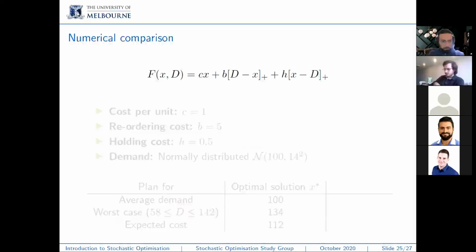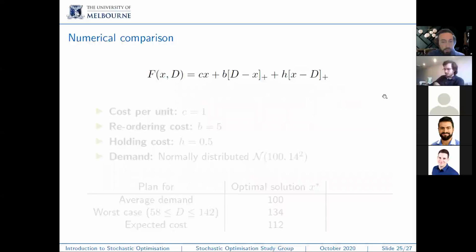Now, I'm presenting a numerical comparison to illustrate some of these comments I've made. So recall that the cost function is given by this. I forgot to say these brackets just represent the maximum between what's inside and 0. So this is equivalent to the maximum of d minus x and 0.